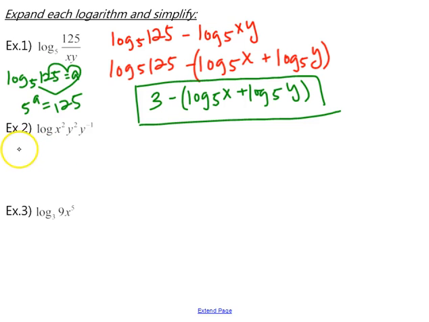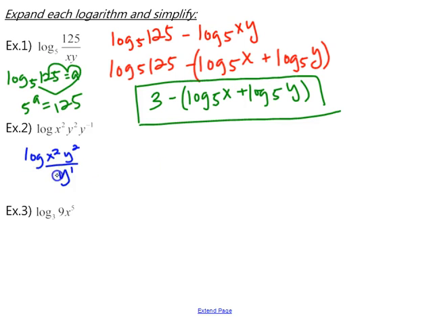Next, let's take a look at example 2. We have log, and because the base isn't there, remember that means it's the common base of 10. So log base 10 of x squared, y to the negative 1. Let's take care of that negative exponent first. Remember, we can always change negative exponents to positive ones by moving them to the other place in the fraction. So if it's on the top, we move it to the bottom, and then it makes that exponent positive.